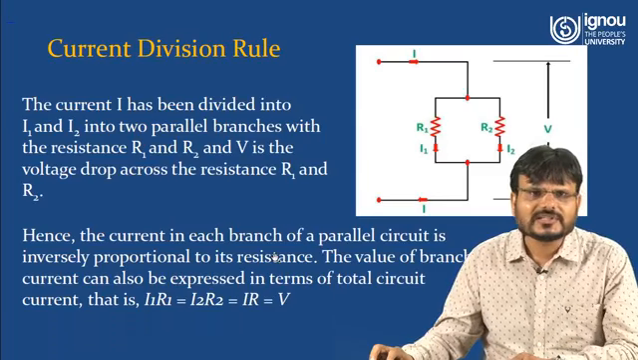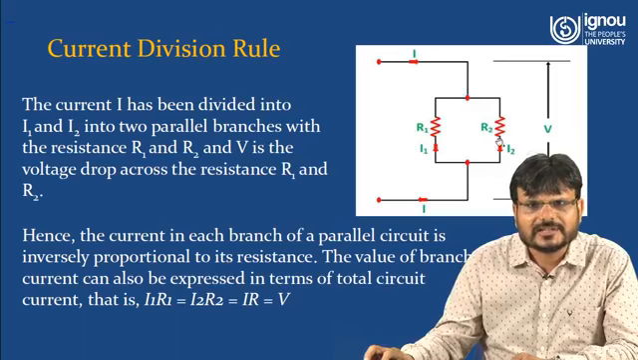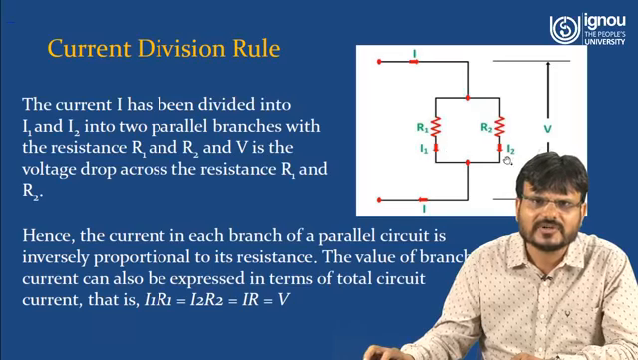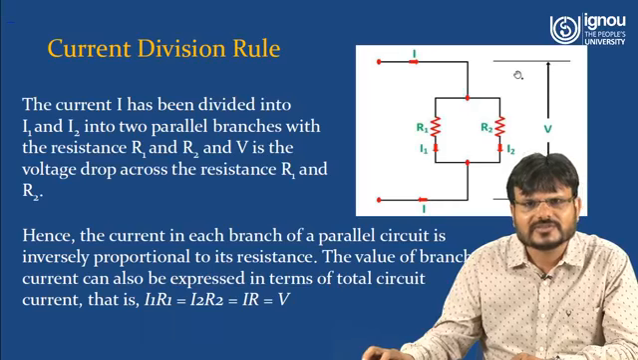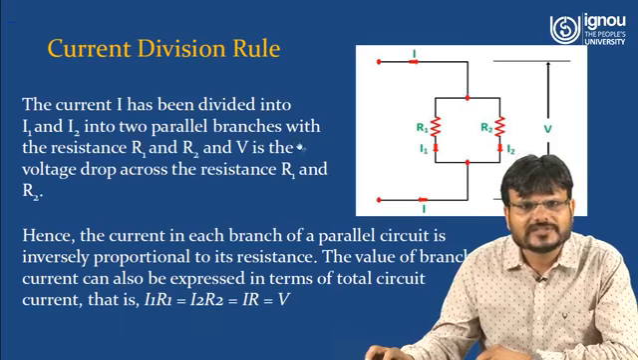Now we have to understand the current division rule. So here you can see there are two resistances connected in parallel, R1 and R2, and the total current flowing through this circuit is I, and this current I is divided as I1 and I2. This I1 current is flowing through resistance R1, and this I2 current is flowing through R2, and the voltage applied across this circuit is V. So the current I has been divided into I1 and I2 in two parallel branches with resistances R1 and R2, and V is the voltage drop across the resistances R1 and R2.